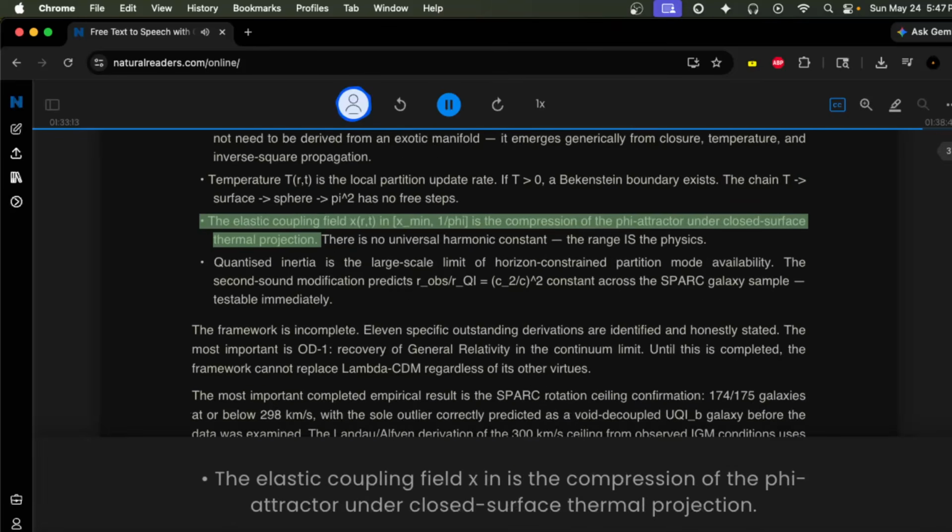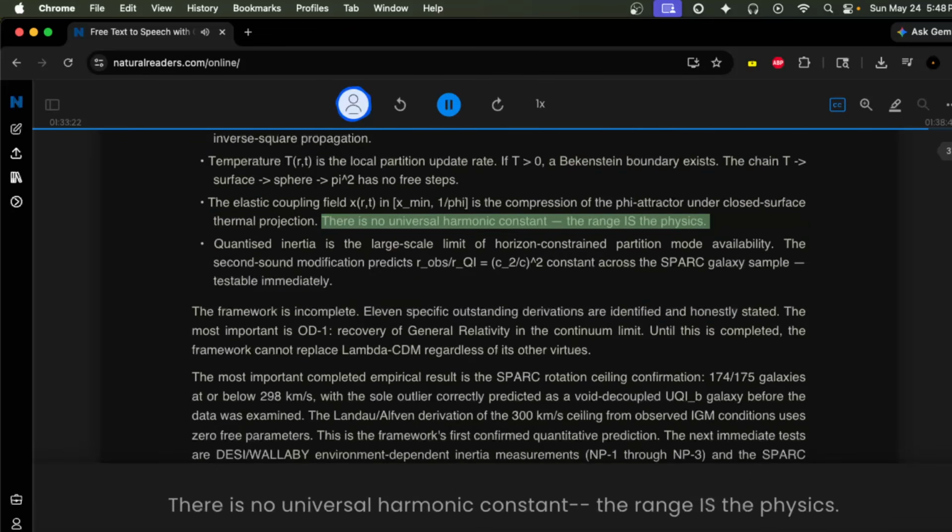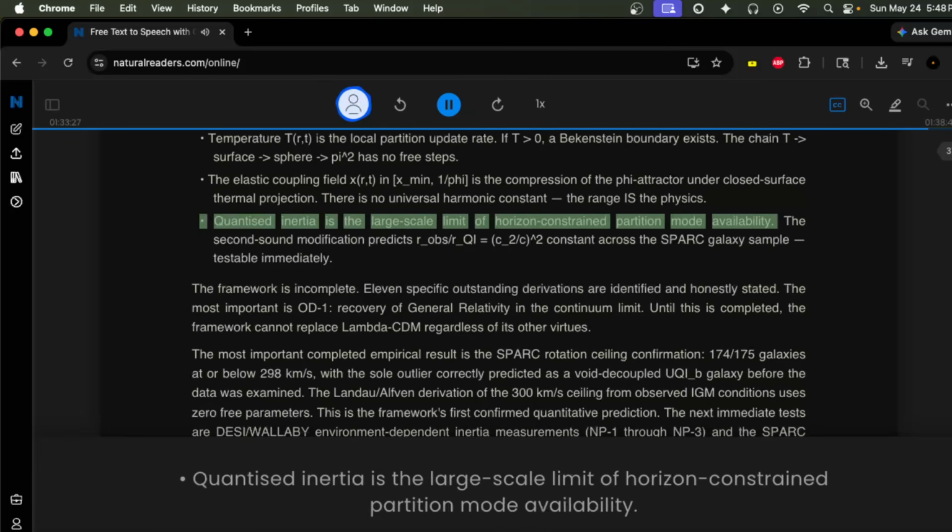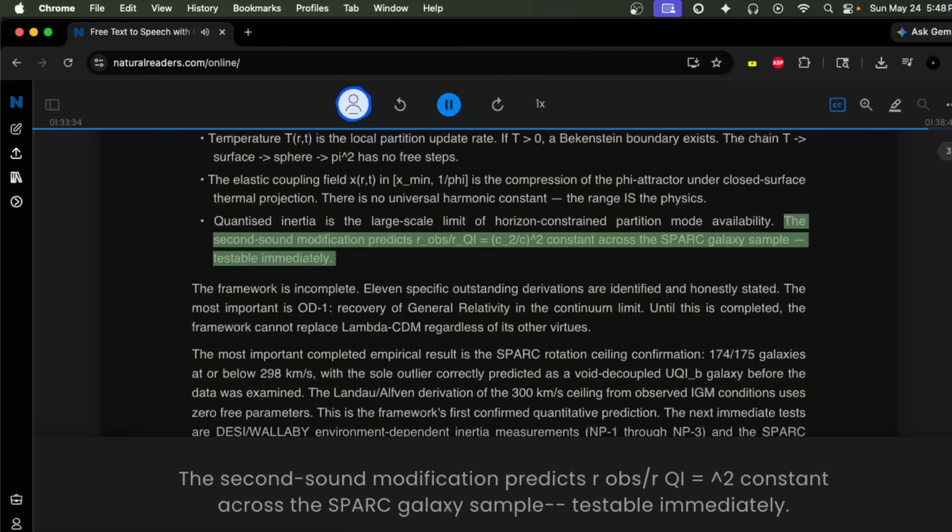The elastic coupling field Xin is the compression of the phi attractor under closed-surface thermal projection. There is no universal harmonic constant; the range is the physics. Quantized inertia is the large-scale limit of horizon-constrained partition mode availability. The second sound modification predicts R_obs over R_chi equals a squared constant across the SPARC galaxy sample, testable immediately.